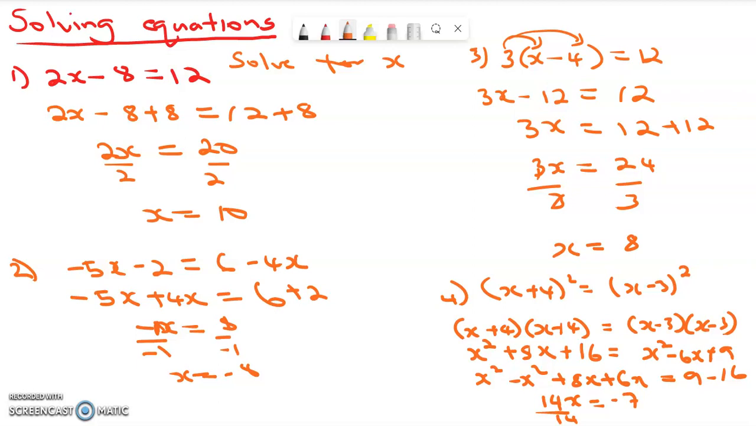Then we divide both sides by 14. So x is equals to negative 1/2.